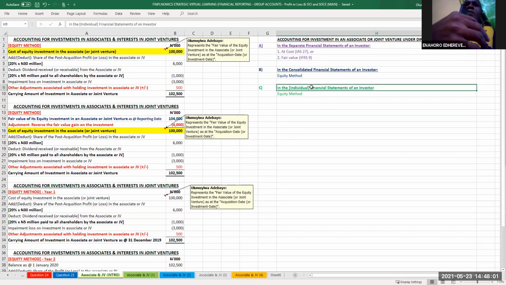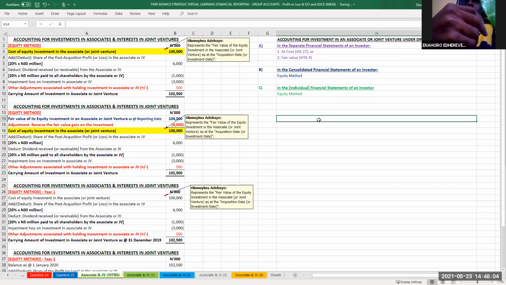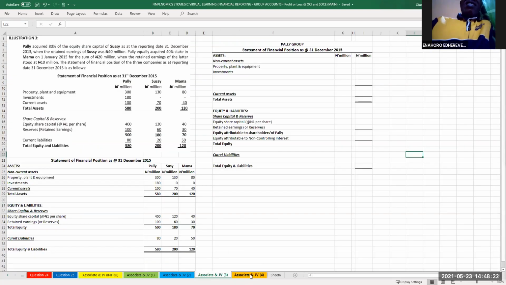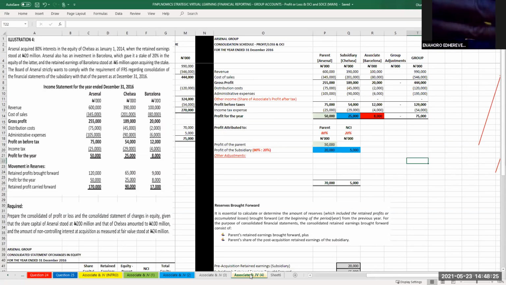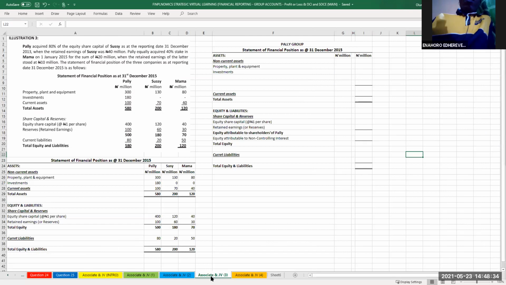The aspect I think I may not be able to work on is how to incorporate the associate into the consolidated statement, in terms of the income statement. I think I did it then, but I've not done it again. I would really appreciate it if we walk through that one today and see how you can incorporate the associate into your income statement. I think that's the aspect I would like to look at as well. Okay, thank you.